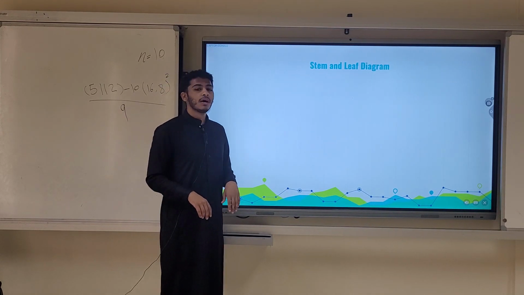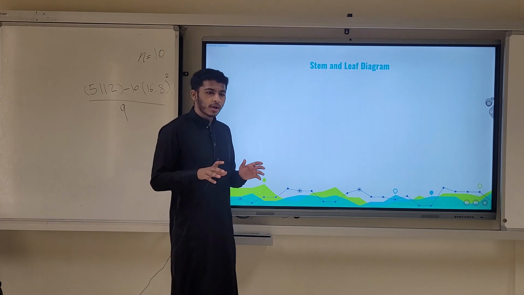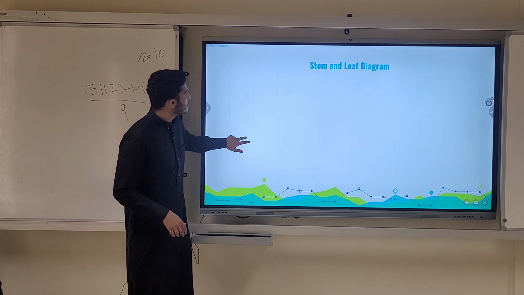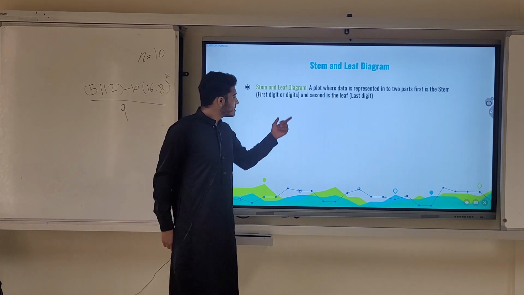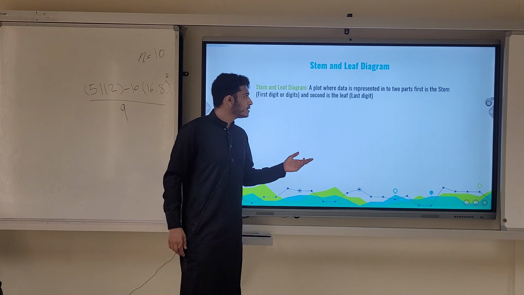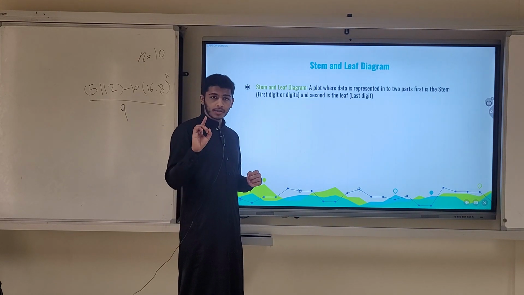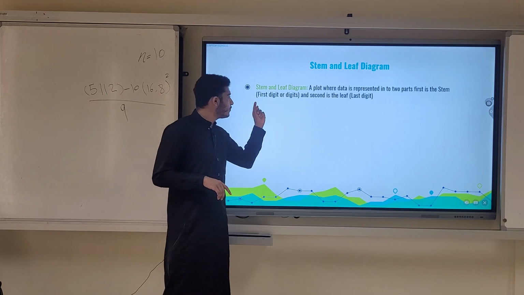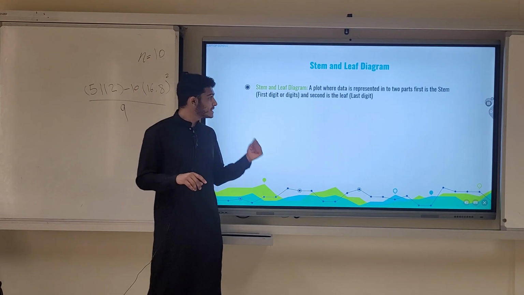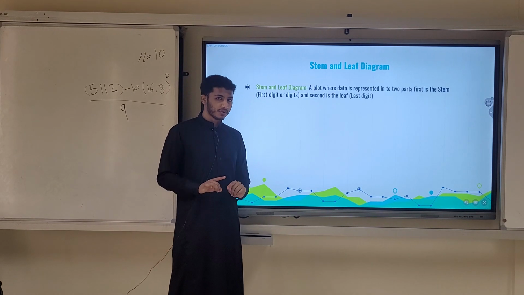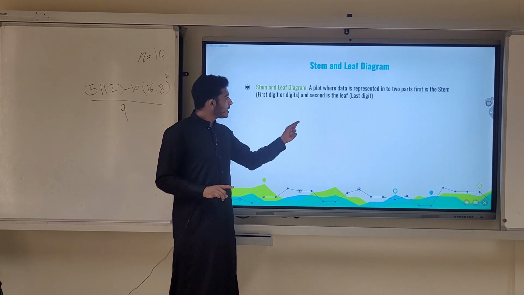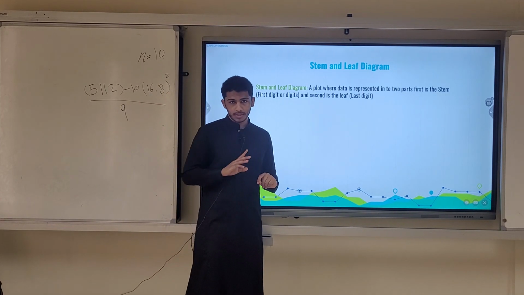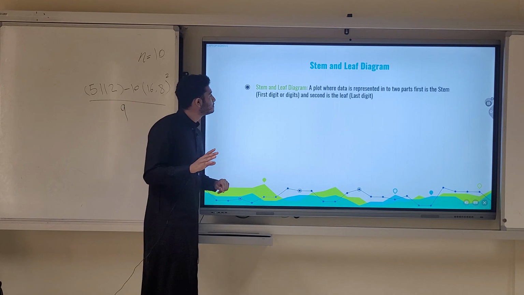Well, let's talk now about our first way of describing data visually, which is the stem and leaf diagram. The stem and leaf diagram, as it's defined here, is a plot where data is represented in two parts. The first part we call the stem, which includes the first digit or digits. So the stem can take more than one value. However, the second part is called the leaf, which only takes one digit, strictly one digit.